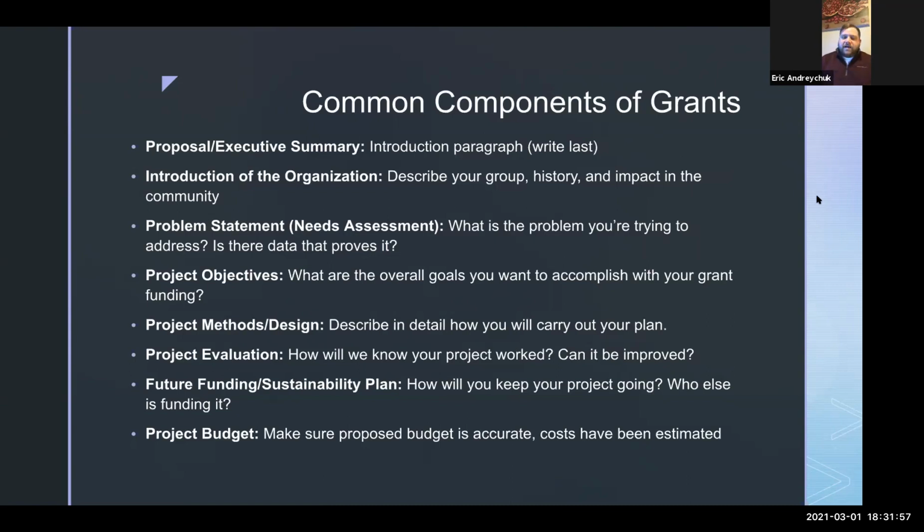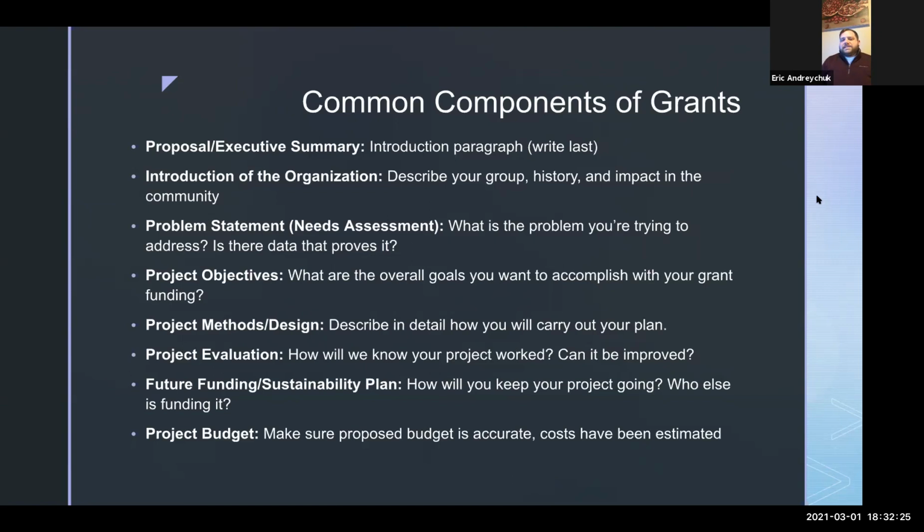Another item that a funder would want to know about in your project or proposal would be, how can you keep it going, or who else is funding it? So a lot of times funders really want to know, are other people helping contribute to this project, because they want to see that other people are interested, and they don't want to be the only funder helping, especially if they know that the project isn't going to be able to go after the grant funding is gone.